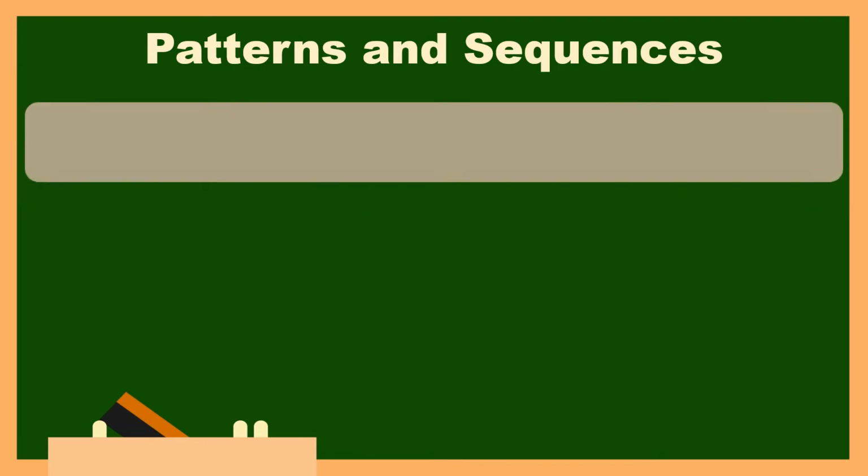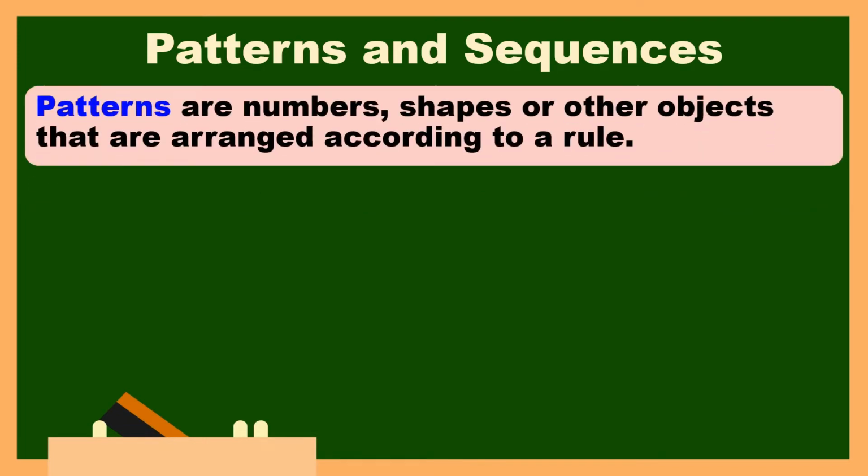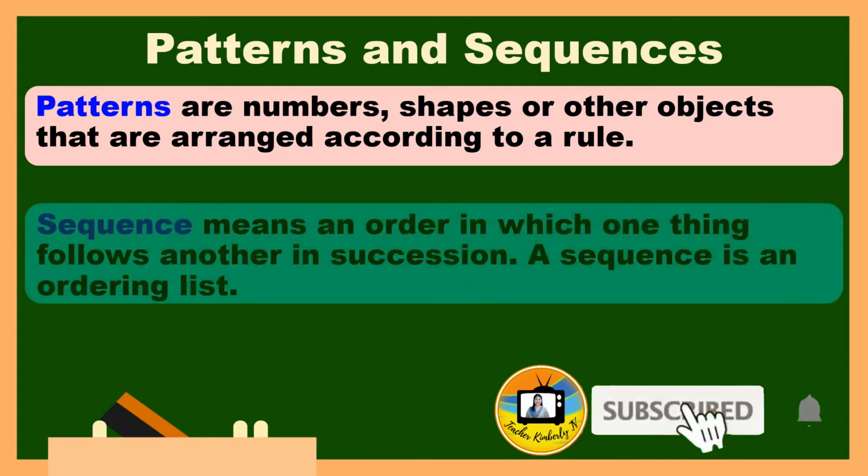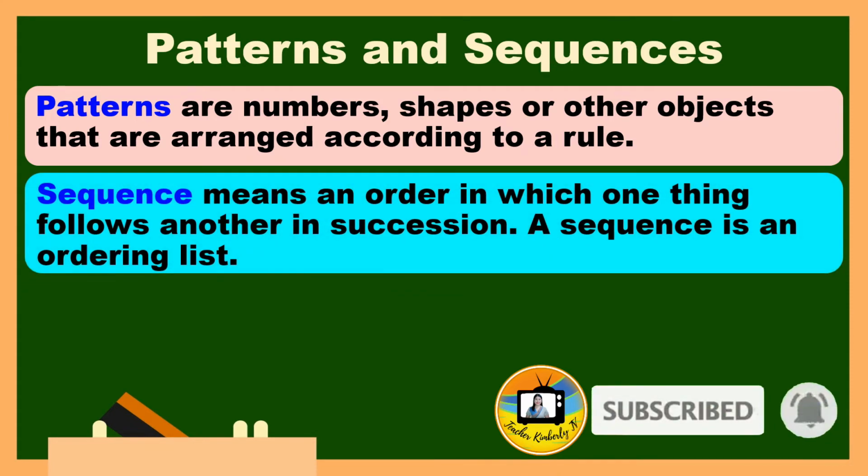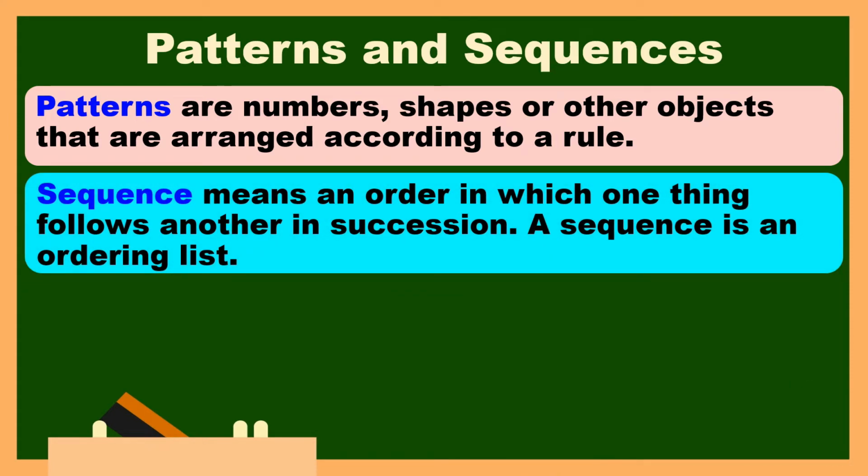So, what do we mean by patterns and sequences? When we say patterns, these are numbers, shapes, or other objects that are arranged according to a rule, while the sequence means an order in which one thing follows another in succession. A sequence is an ordering list.